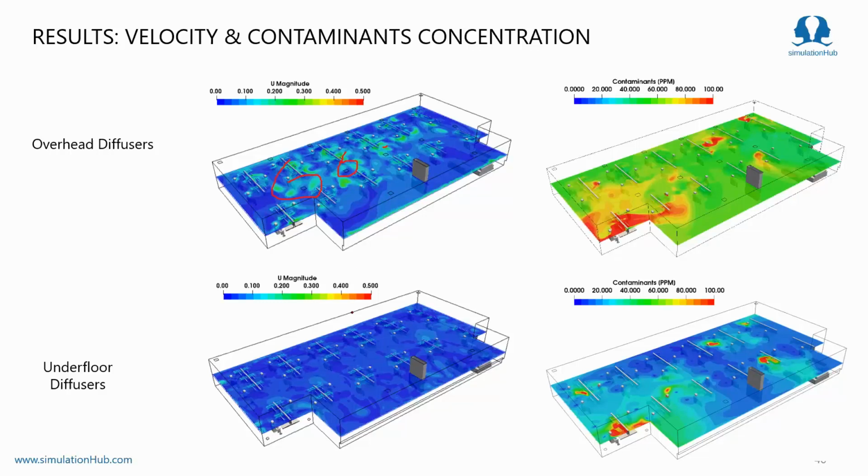Let's see how the velocity distribution is in the UFAD case. Here you can see the velocity distribution is mostly uniform, and it is in a good range of 0.1, which is a comfortable range.